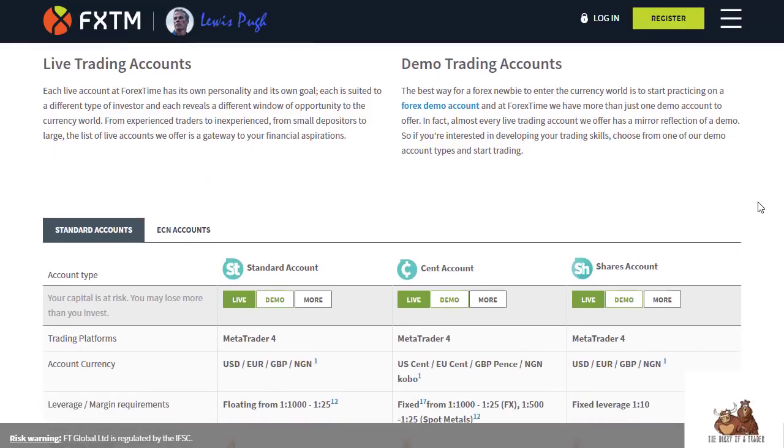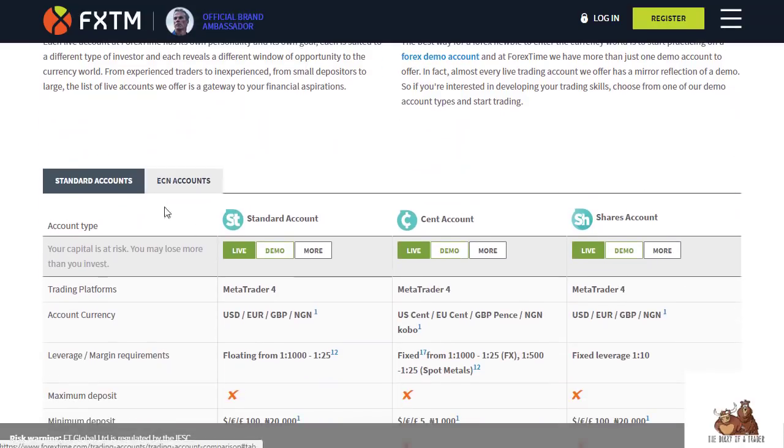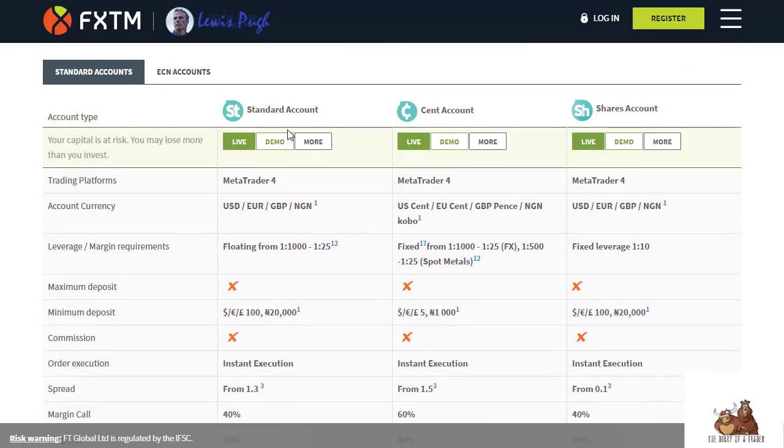The standard account, which is your typical Forex account, has leverage and margin requirements from 1 to 1,000 to 1 to 25. Now, that's going to depend on the instrument traded, obviously. More exotic Forex pairs, for example, will have lower leverage. The euro dollar, obviously, offers a lot more. You can have live or demo in the standard, the cent account, so a micro account, and a shares account.